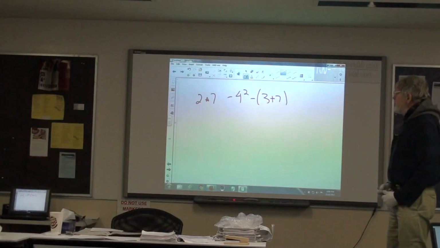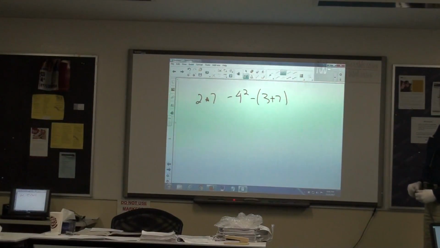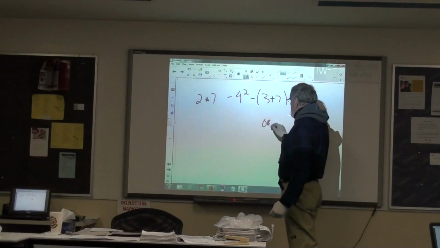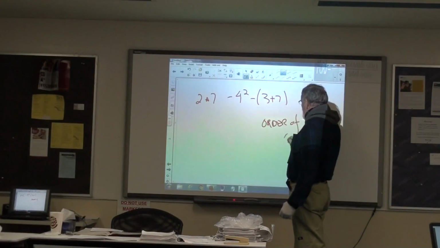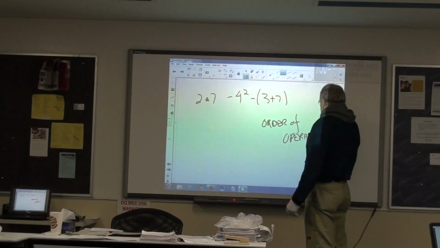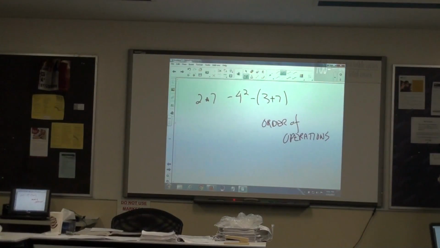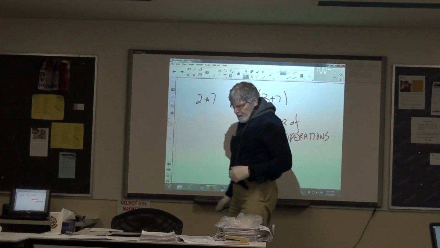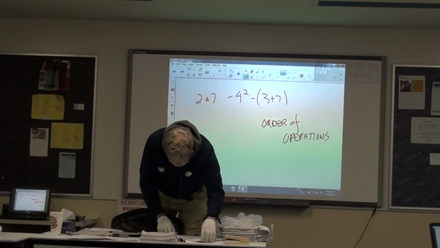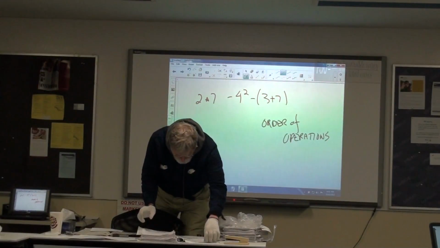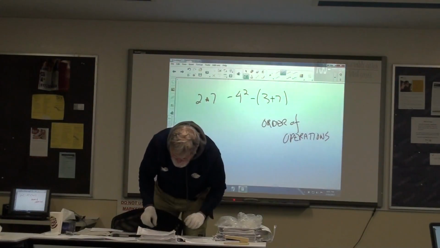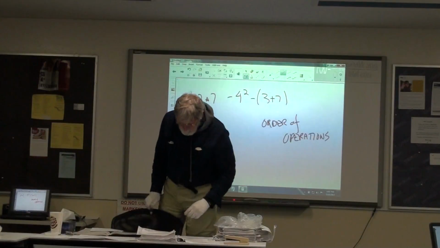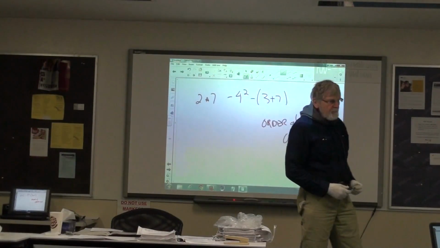And these have to be resolved in a certain agreed upon order, or we won't get the answer that the person who wrote the problem expected us to get. So all of us have agreed upon an order of operations. We will do some things before other things. Now, the order of operations is spelled out in your text, on page 13.